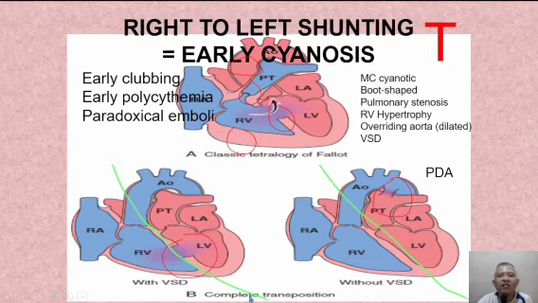For transposition of the great vessels, the first type is with VSD, wherein we need the VSD so that the blood gets oxygenated. If there's no VSD, we need a PDA for the oxygenation of the blood.